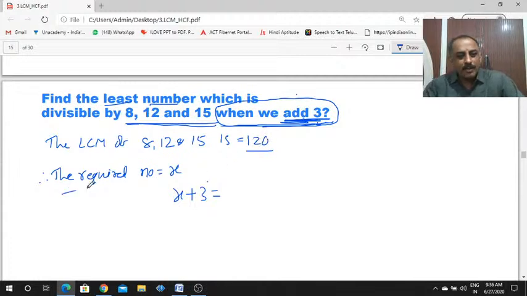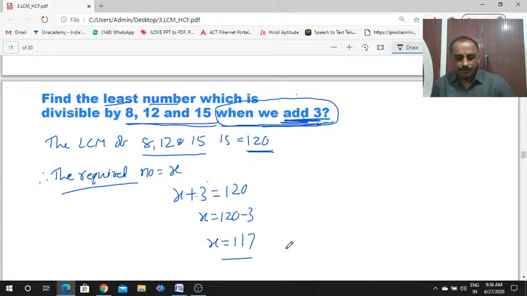So let the required number be x. Now if you add 3, the number is divided by 8, 12 and 15. Which number is divided by 8, 12, 15? 120. So x plus 3 is 120. Now what is x? 120 minus 3. X is equal to 117.